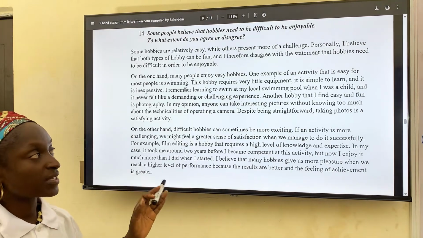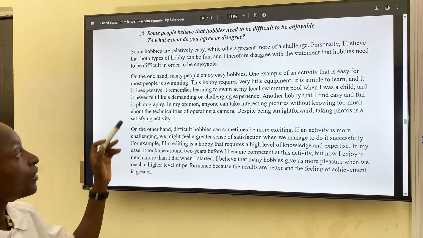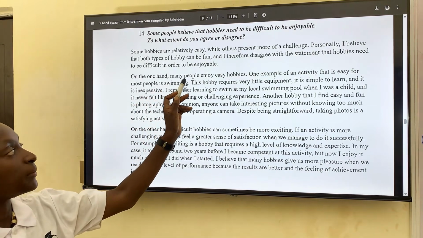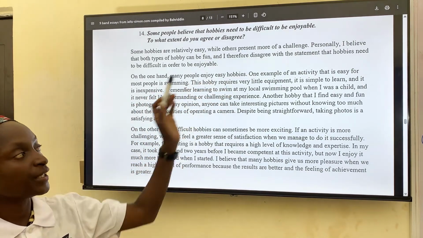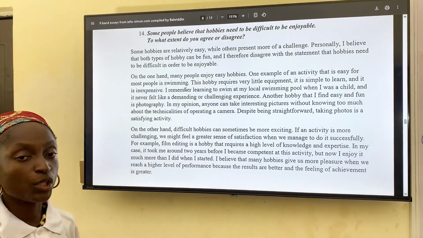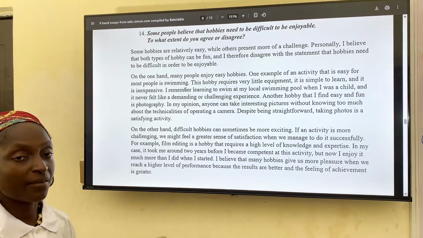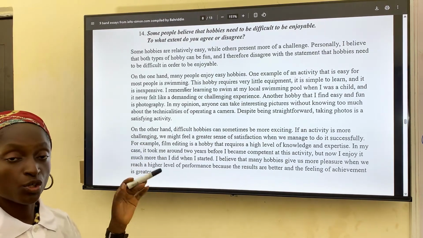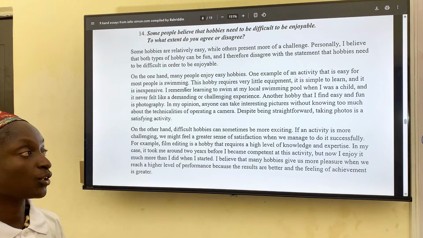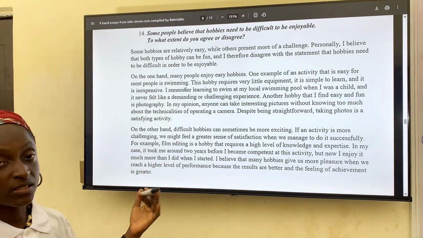So that's the first body paragraph, whose main point is many people enjoy easy hobbies. Then the explanation of how easy a hobby could be. So we have that. Like we said, the body paragraph is expected to have your main points, the explanation of the main points, as well as examples explaining it further.